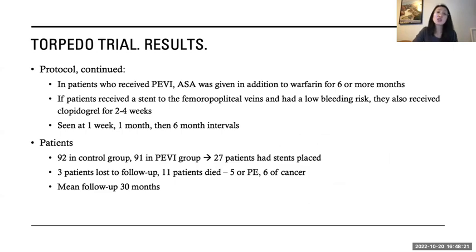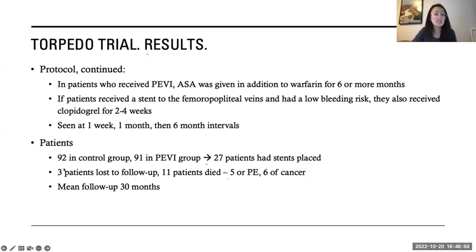In terms of the anticoagulation used after, aspirin was given in addition to warfarin for all patients who received endovascular procedures of any type. And then if they had a stent put in, they also received clopidogrel for 2 to 4 weeks. So they would be on triple therapy for 2 to 4 weeks, and then dual pathway therapy thereafter. And they were seen at 1 week, 1 month, and at 6-month intervals thereafter.